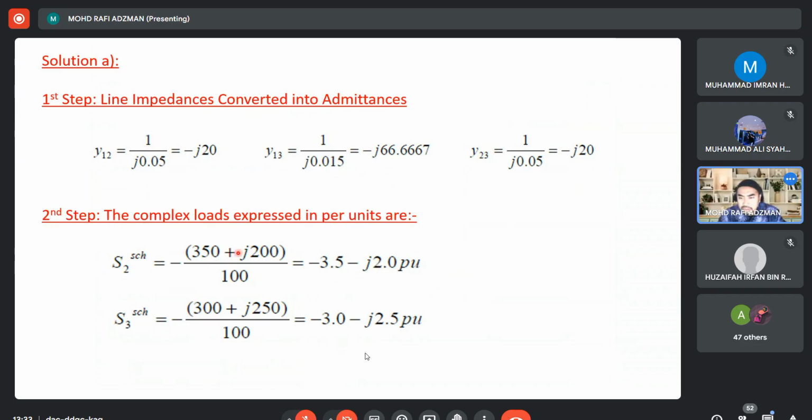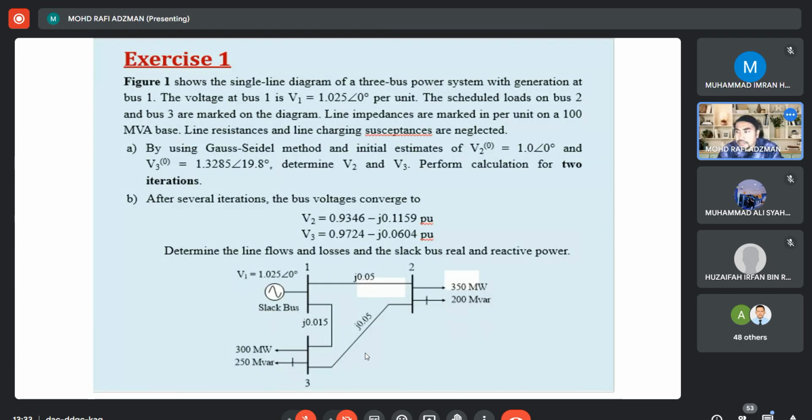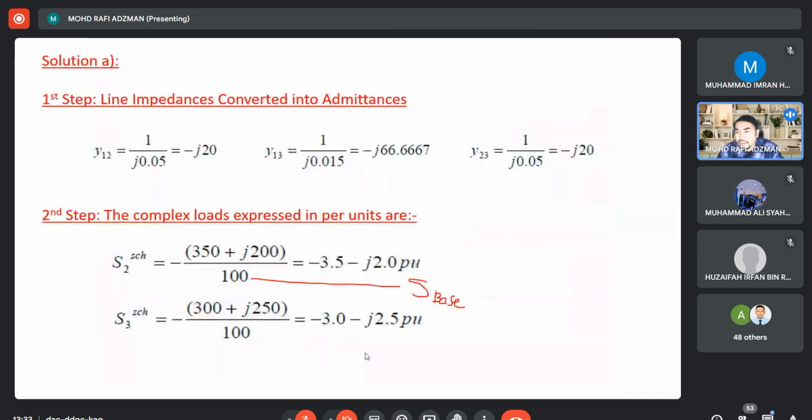So S2 schedule. So this is your power at bus 2. You divide by 100. Why divide by 100? Because this is your S base. Okay. So your S base is mentioned here as 100 MVA. Okay. So actual value divided by base value, you get per unit. So your per unit equal to minus 3.5 minus j2.0.